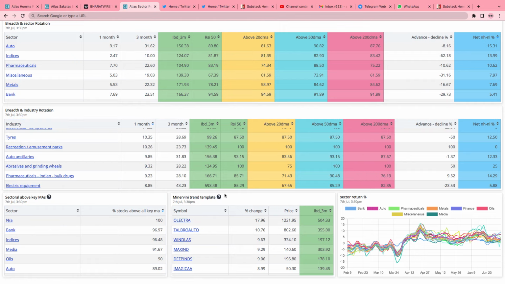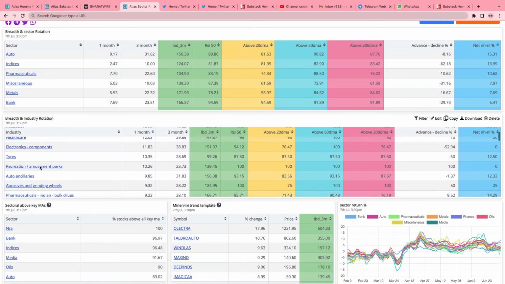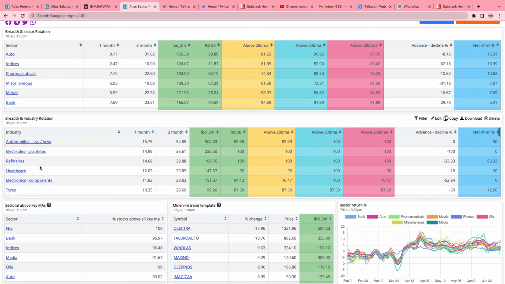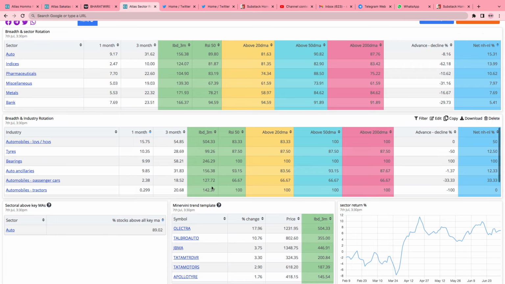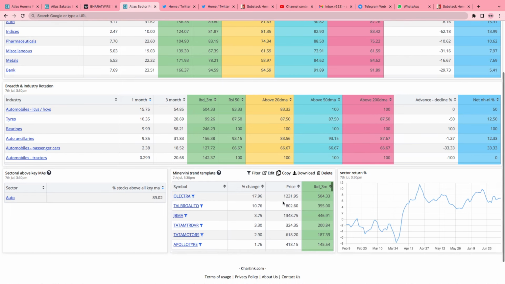Now, for example, let's say tomorrow you want to see, since you know that auto is a very strong sector, or let's say auto ancillaries, automobiles, ICV, these are the most important sectors. So what you do is you put auto here, and then in the Minervini trend template, it will give you all the auto names. And once you get to this, you can do another thing: I'm going to sort this according to the relative strength, right?